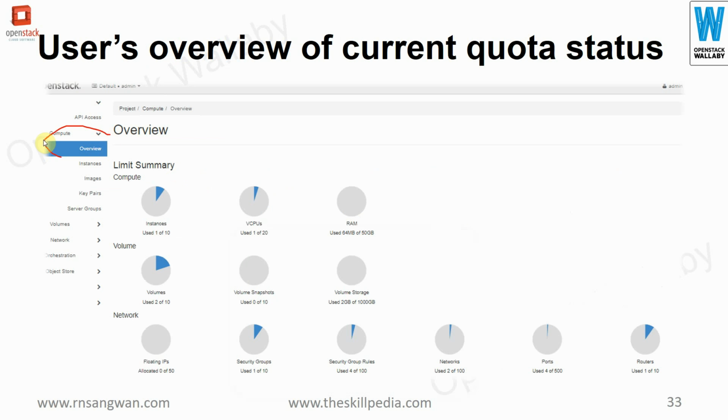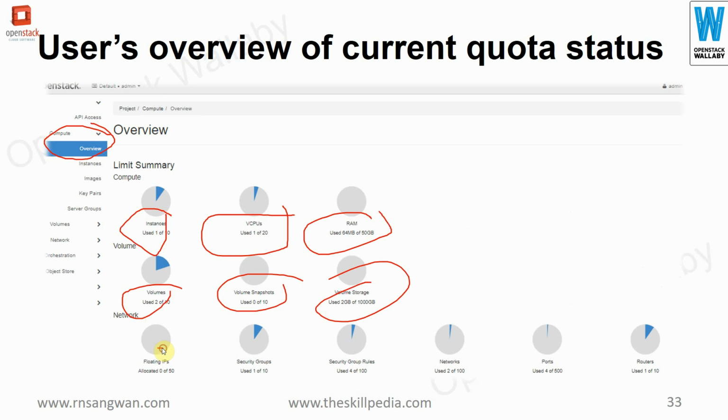See here, compute overview, and here you'll see instances 1 of 10, CPU 1 of 20, RAM. So you see everything here, the quota. This is the quota coming from the nova.conf file.